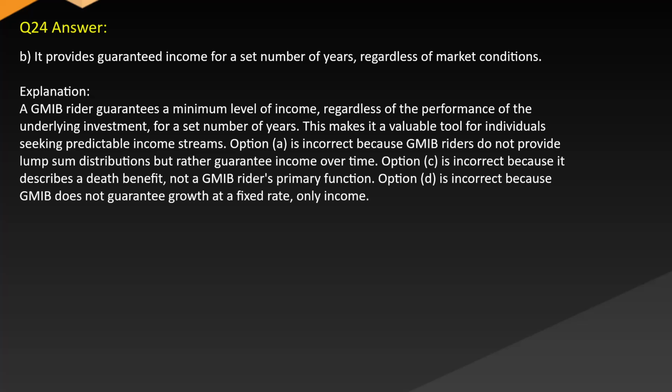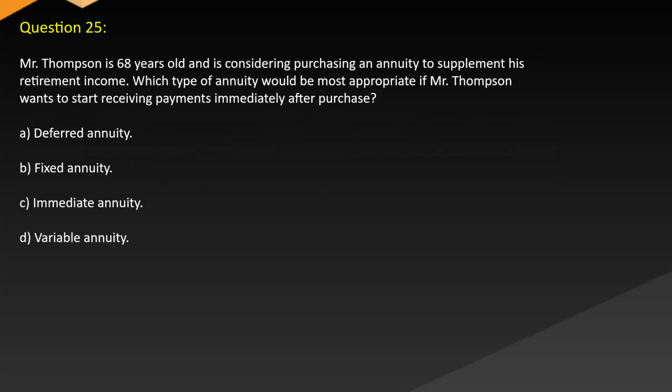Option A is incorrect because GMIB riders do not provide lump sum distributions, but rather guarantee income over time. Option C is incorrect because it describes a death benefit, not a GMIB rider's primary function. Option D is incorrect because GMIB does not guarantee growth at a fixed rate, only income. Question 25.